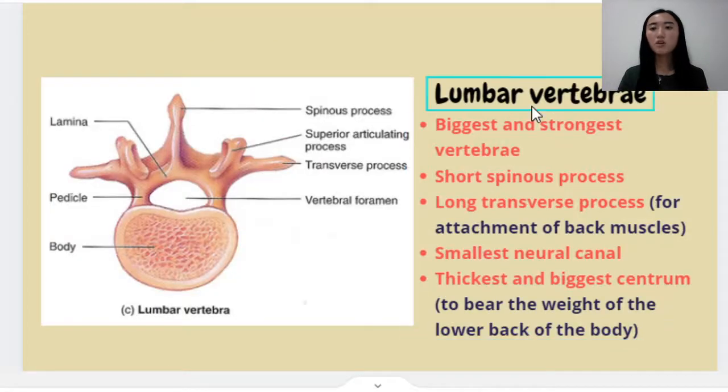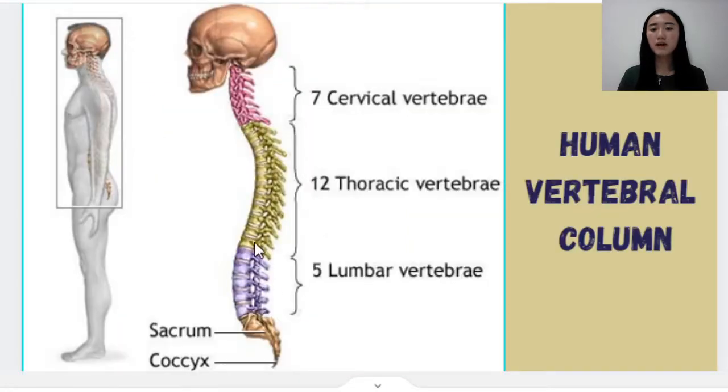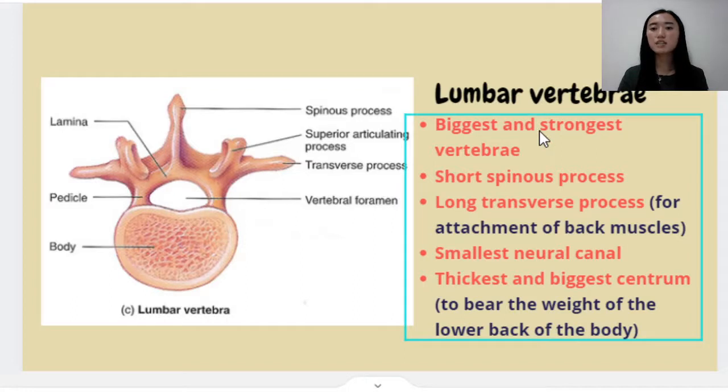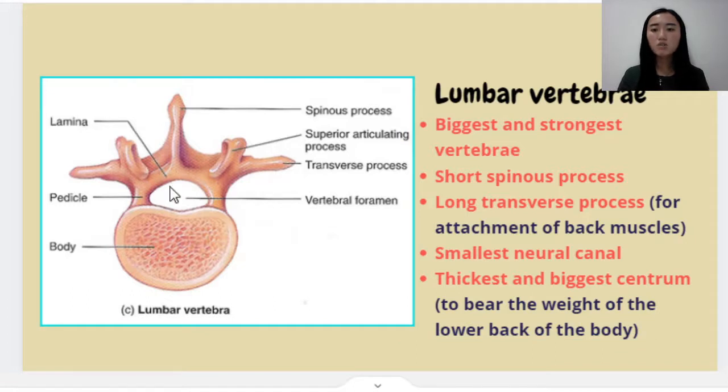Then we will look at the lumbar vertebra, which is the third part of the human vertebral column. The lumbar vertebra is the biggest and strongest vertebra. Have you ever thought about why the lumbar vertebra is the biggest and strongest? Now we are going to see the reason. It has a short spinous process and a long transverse process for attachment of back muscles. And it has the smallest neural canal here. It is the smallest among the 3 types of vertebra.